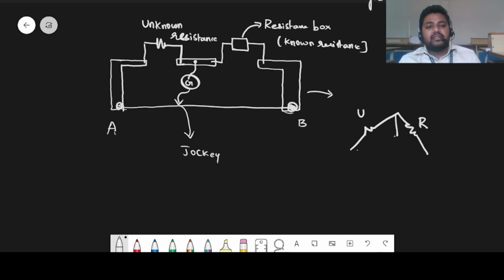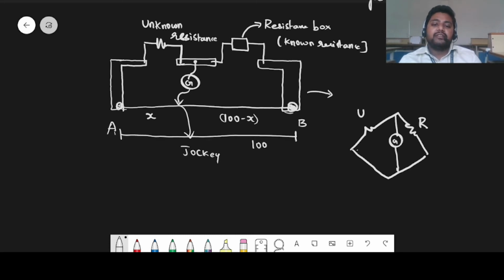Since this is your galvanometer jockey, it is dividing this 100 centimeter wire. If you are taking this one as X, this will be 100 centimeters. 1 meter wire we are taking. If this is 1 meter, total length is going to be 100 centimeters. If this is taken as X from here to here, then you can take this entire distance as 100 minus X. So now X and 100 minus X.